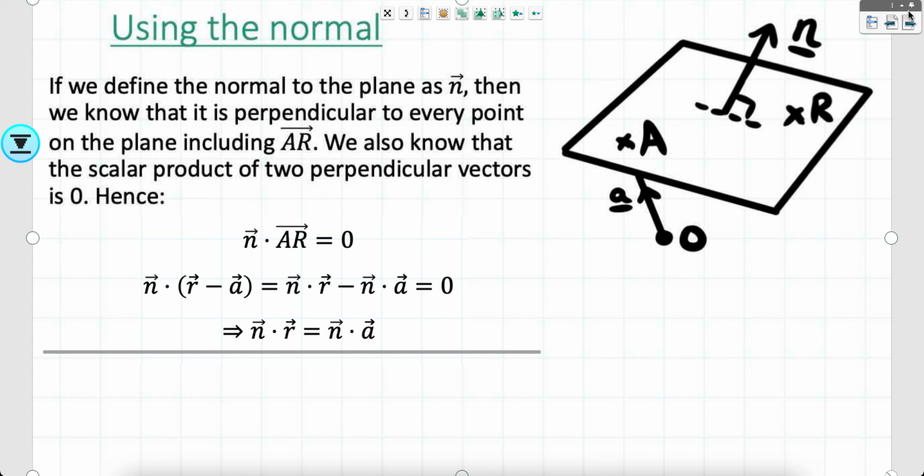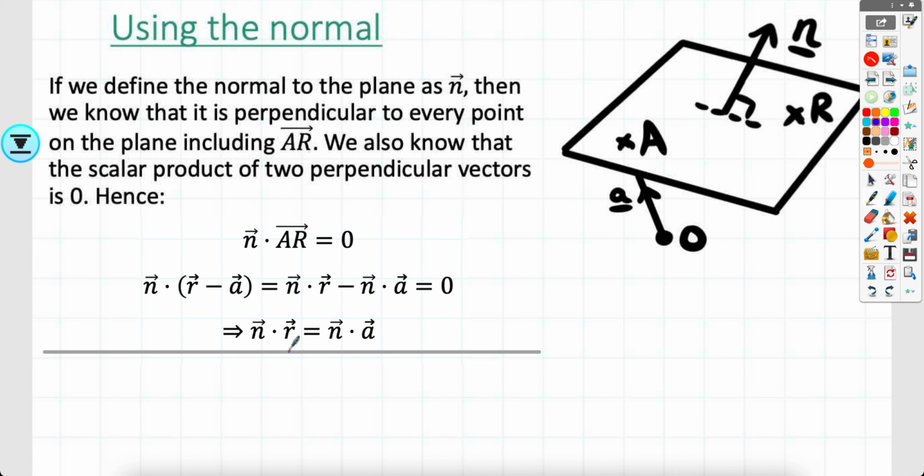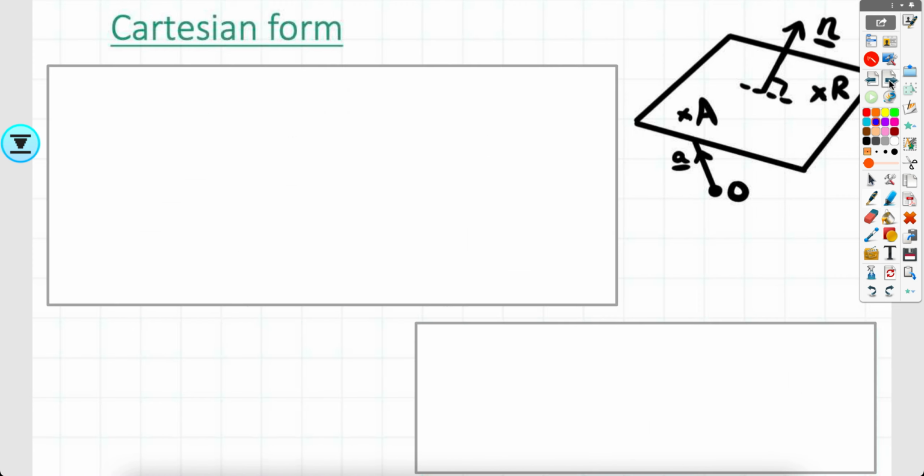Now, R is going to be your x, y, z, and your A is going to be the point given. And the normal, again, will be given in the question. Well, either given in the question or I'll show you how you might need to find it.